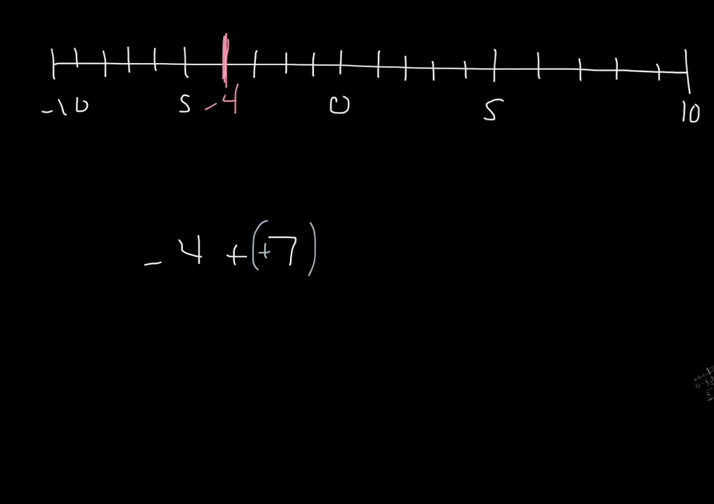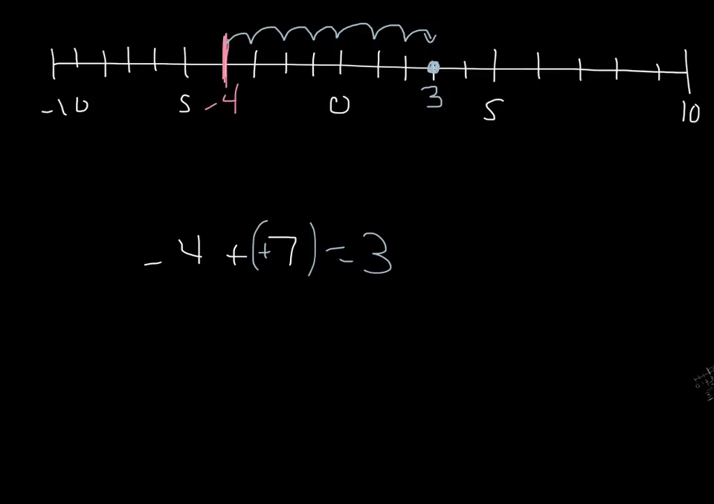And so I'm going to go to the right 7 places. 1, 2, 3, 4, 5, 6, 7. And I actually end up at positive 3. So negative 4 plus 7 is positive 3.